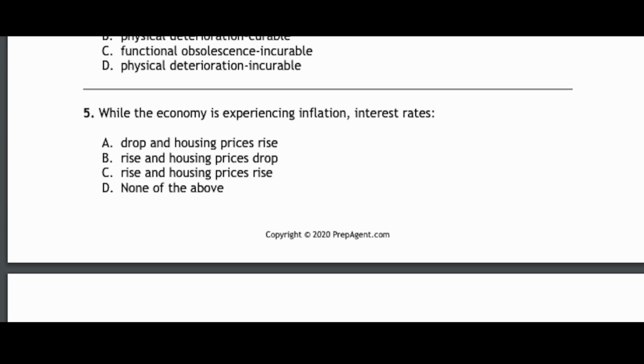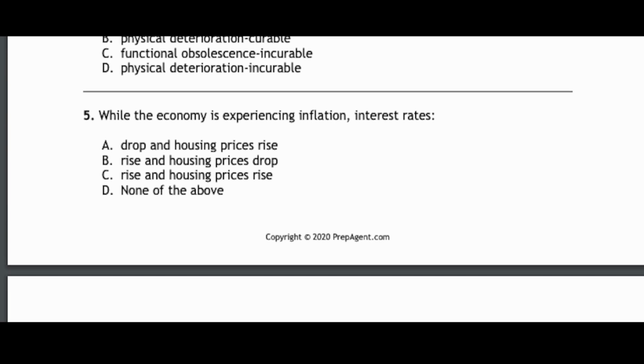Number 5. All right, we got this one, guys. While the economy is experiencing inflation, interest rates, A, drop and housing prices rise, B, rise and housing prices drop, C, rise and housing prices rise, or D, none of the above. The answer is C, rise and housing prices rise.